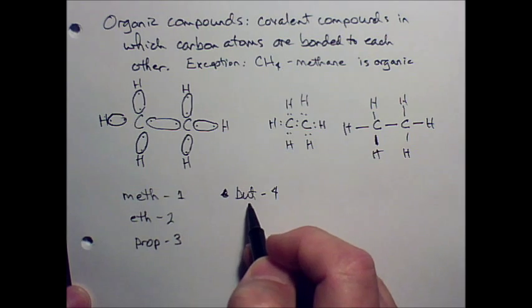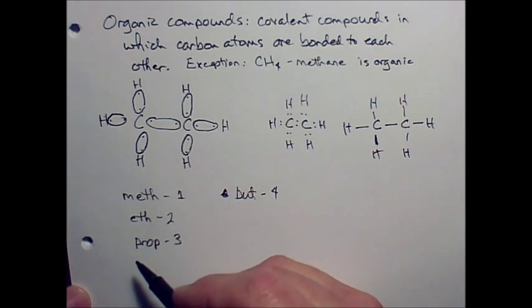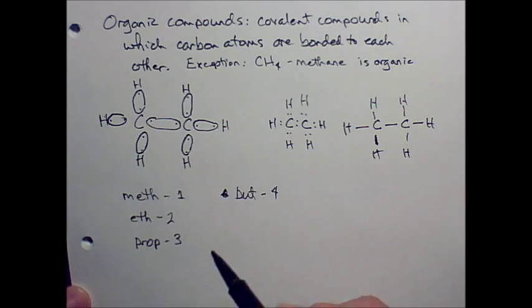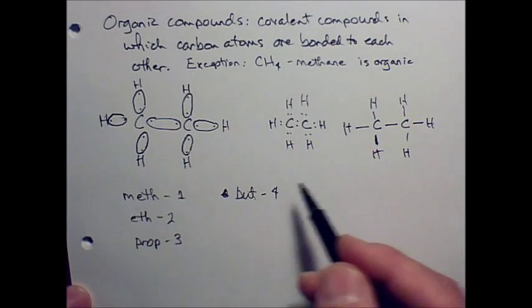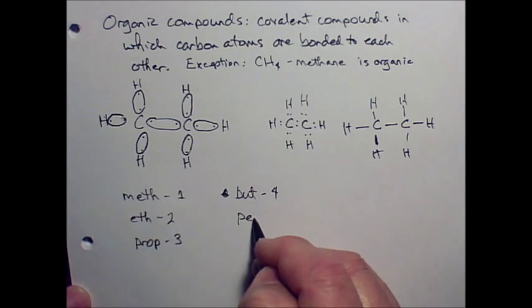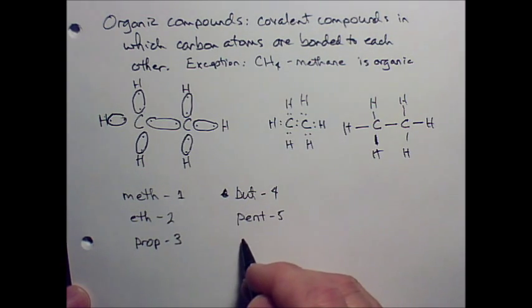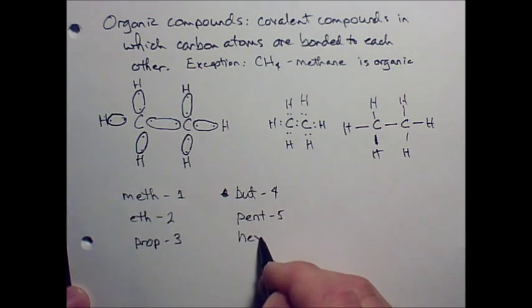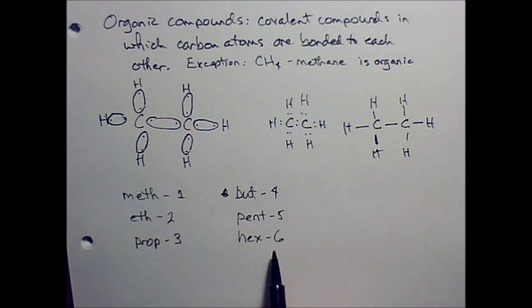All right. Now, after 4, the prefixes are very similar to the other covalent names. Only we're using this to name the number of carbons in the chain, not the total number of any atom. So after but, we have pent, which is 5, like the pentagon. Then we've got hex. That's like what witches do on Halloween. No, it means 6.